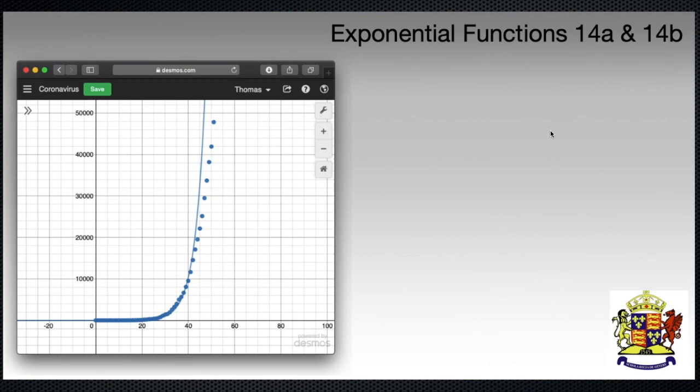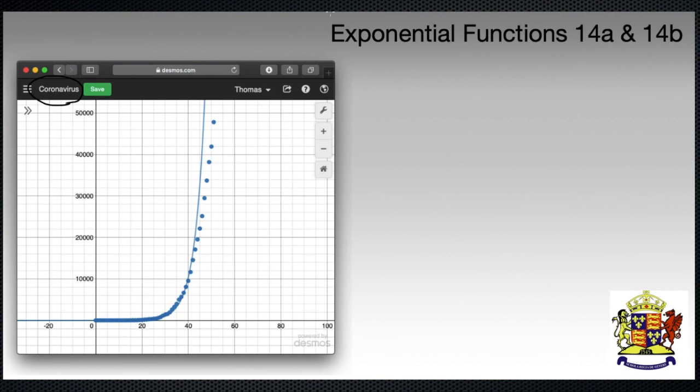So we're looking at exponential functions, and these are quite topical at the moment. If you look over here, here is a graph that I made at the start of the coronavirus pandemic, and as you can see, you can model it using a bit of an exponential increase, and this is how the graphs are modeled to start with.